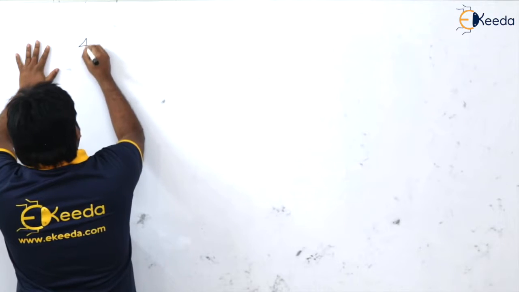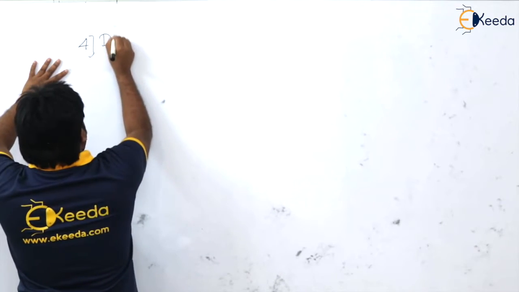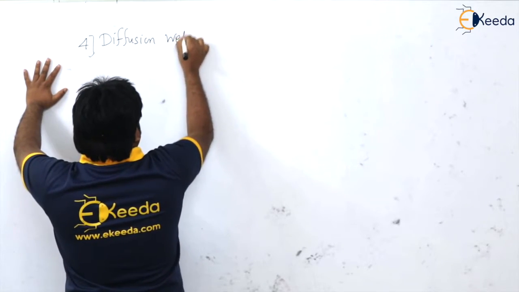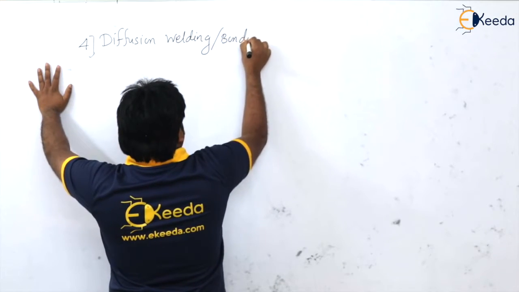The next welding process in solid state welding is diffusion bonding or welding. Diffusion welding, or rather we can also call it diffusion bonding.